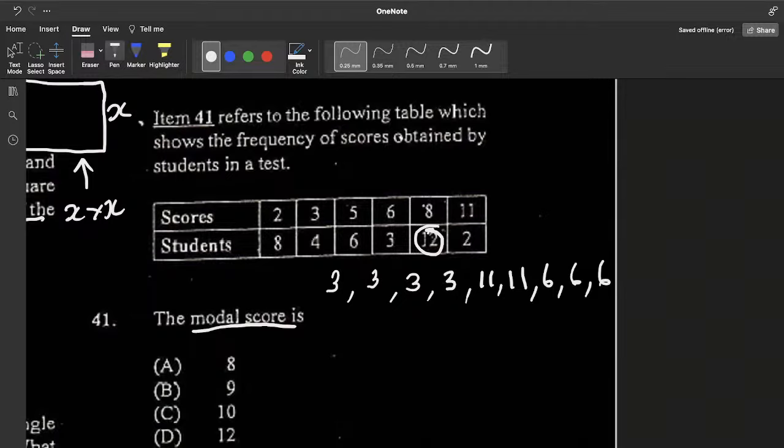8 is the score that gave us 12. Therefore, I know that this here represents the modal score. And when we hear the word modal, it's just an adjective used to describe mode. So if I'm saying what is a mode, I could also say what is a modal score. It's just the adjective for this particular instance. So the answer is 8.